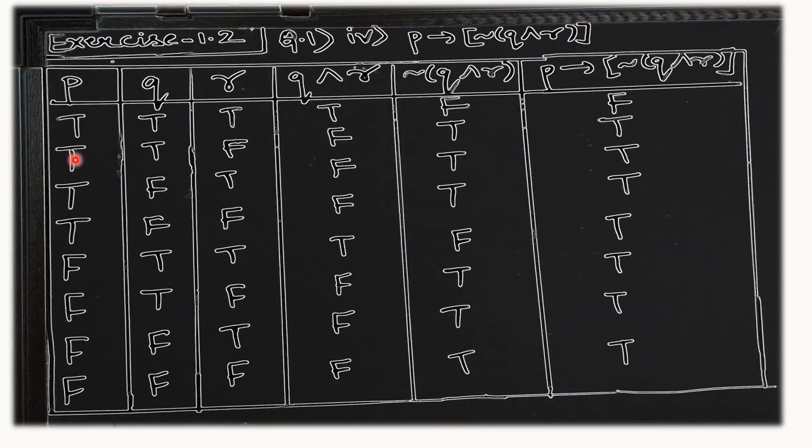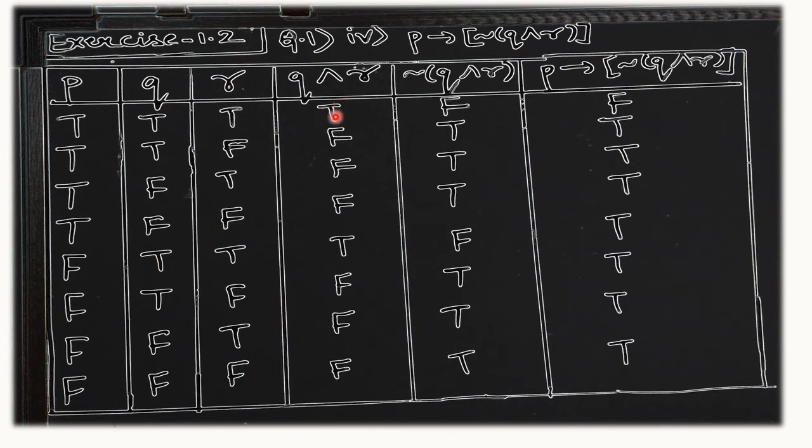So first write P. We have to follow the same pattern. T, T, T, T and F, F, F, F. And when it comes to Q, it is T, T, F, F, T, T, F, F. And for R, it is T, F, T, F, T, F, T, F. So the first condition is when all are true, the last condition is when all are false, and in between, the rest of the combinations are written.